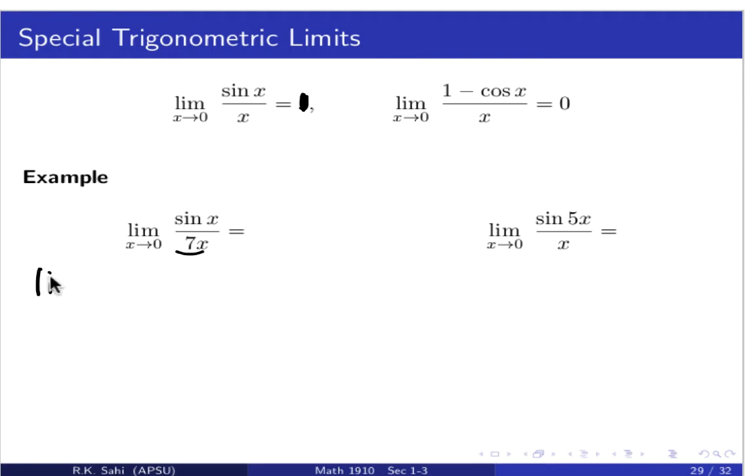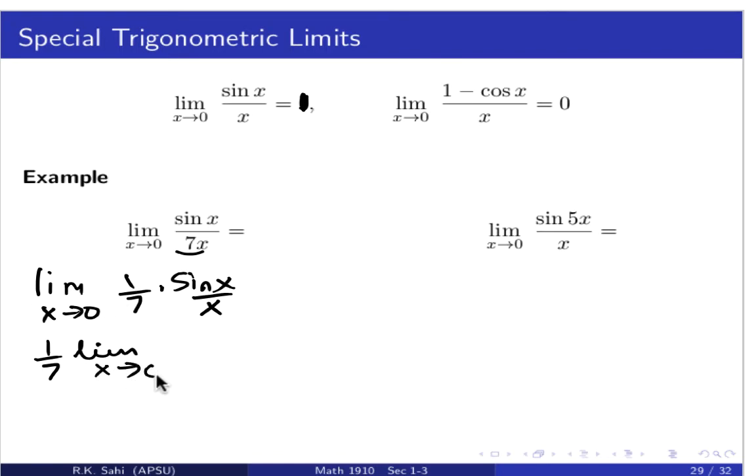So let's do that. The limit as x approaches 0, I can write this function as 1 by 7 times sine x over x. Now 1 by 7 is a constant. By applying the basic properties of limits, we can take it outside. Limit as x approaches 0 of sine x over x. Now remember, this is a 1. So the final answer, 1 over 7 times 1, is 1 over 7. Simple. Okay, now let's look at the next problem.